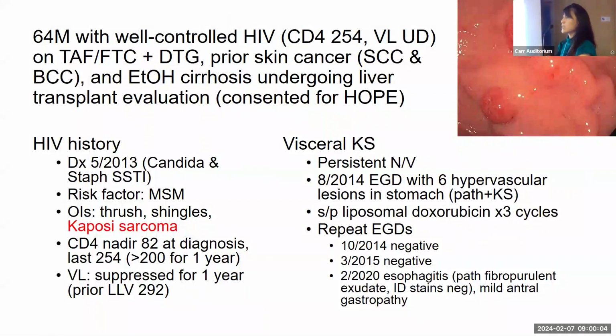For me, I dug deeper into his KS history. This is a representative image, not from him, but he had visceral KS in the setting of persistent nausea and vomiting. He had undergone an EGD that showed 6 hypervascular lesions that were biopsied and positive for KS. He underwent treatment with Doxil for 3 cycles, and then had subsequent repeat EGDs that were negative. And then the most recent one had esophagitis and antral gastropathy, but no KS.